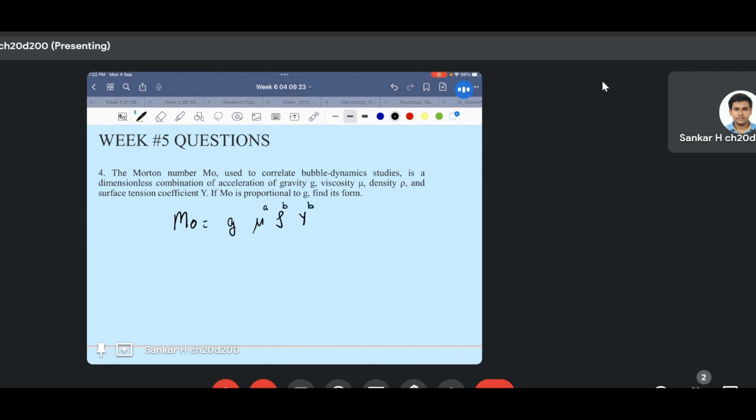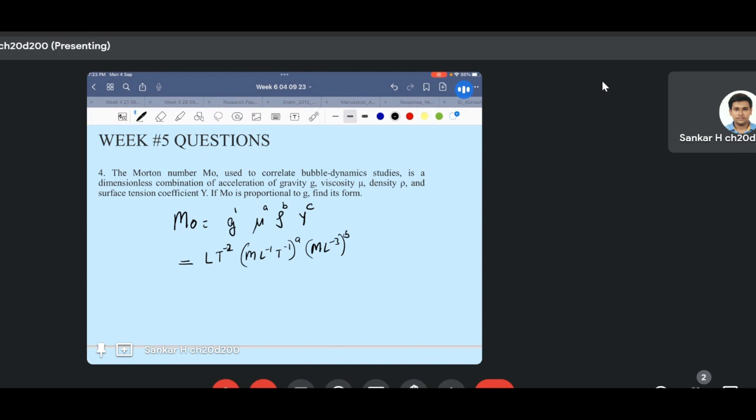Therefore, we can write this as gravity to the power 1, times viscosity to the power A, rho to the power B, and Y to the power C. Sorry, this is not B, this is actually C. If I write it like that, then I know that Morton's number is dimensionless. Therefore, the product of this should remain dimensionless. Let's do that now. We'll write it as L T raised to minus 2 for gravity. For viscosity, it is M L raised to minus 1 T raised to minus 1, the whole to the power A. Density is M L raised to minus 3 to the power B.